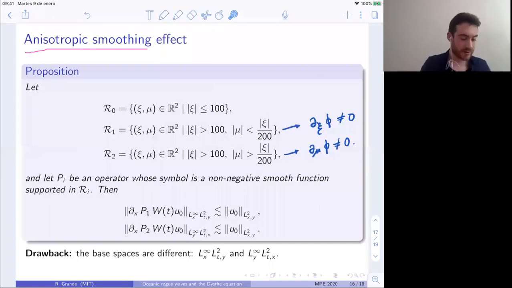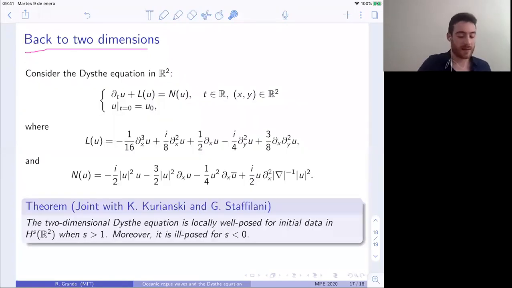So here's the result that we can prove in two-dimensional space. This is joint work with Kurianski and Staffilani. We can prove that this equation is well posed in H^s for any s larger than 1. We are hoping that in future work we can move this to the torus at least, and try to understand whether this regularity s is optimal, so that we can perhaps start answering some of the questions that I was talking about before in my talk.